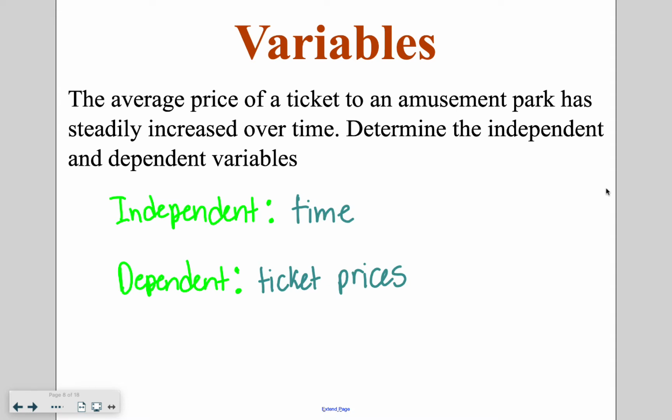In this case, the independent variable is time. The change in time is causing the ticket prices to change, so our ticket prices are our dependent variables.